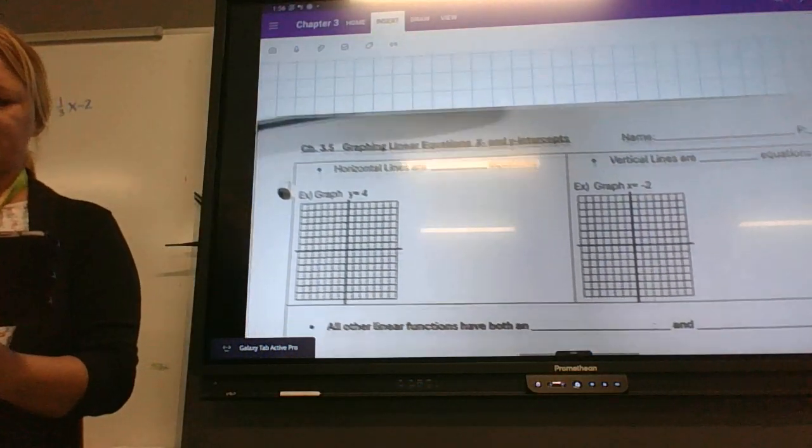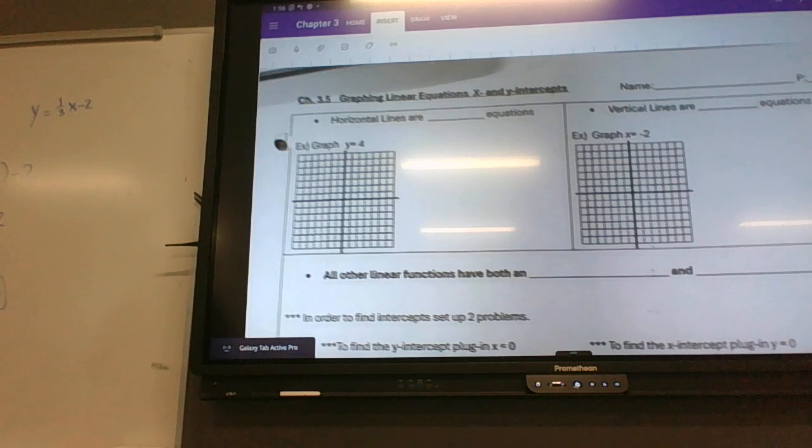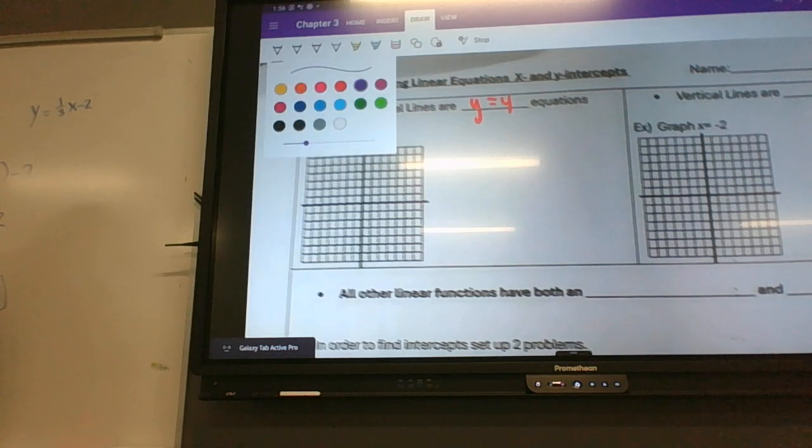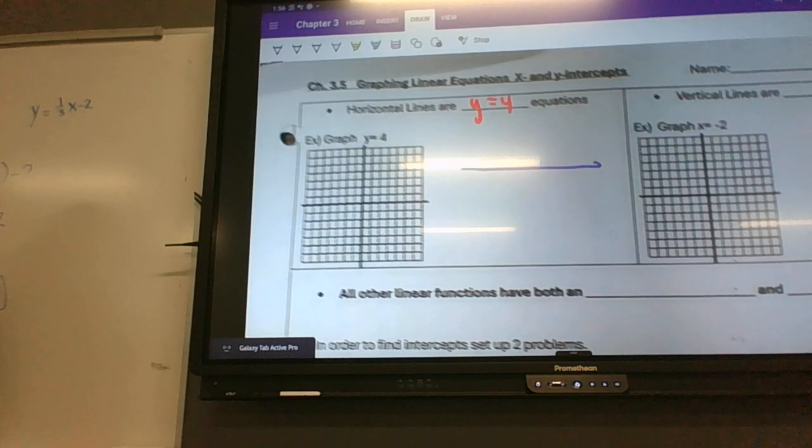Alrighty, so I got my name written down. I got the title. Horizontal lines are y equals equations. Here's an example. And I like to draw a picture here so you can as well. Whatever I write, you can write. You can think about the horizon. When you think about horizontal lines, think about the horizon.